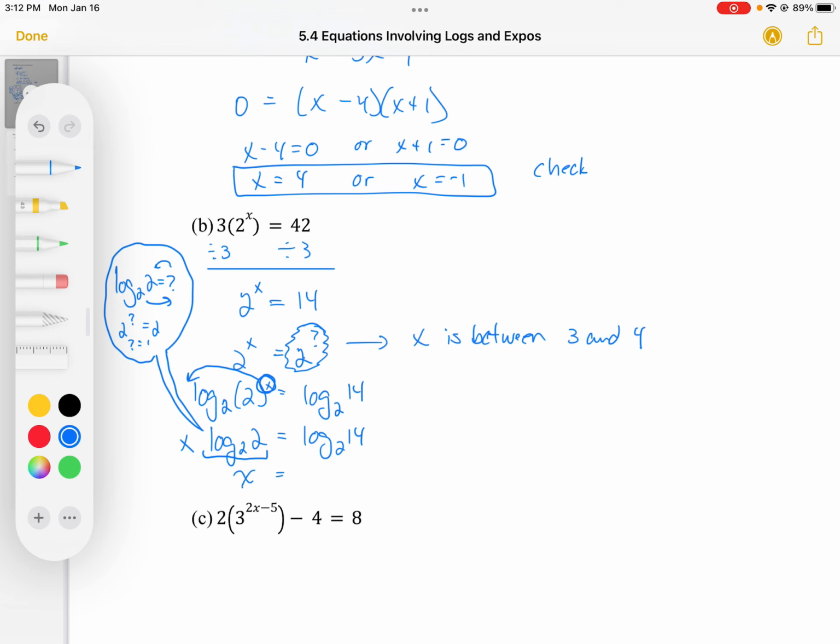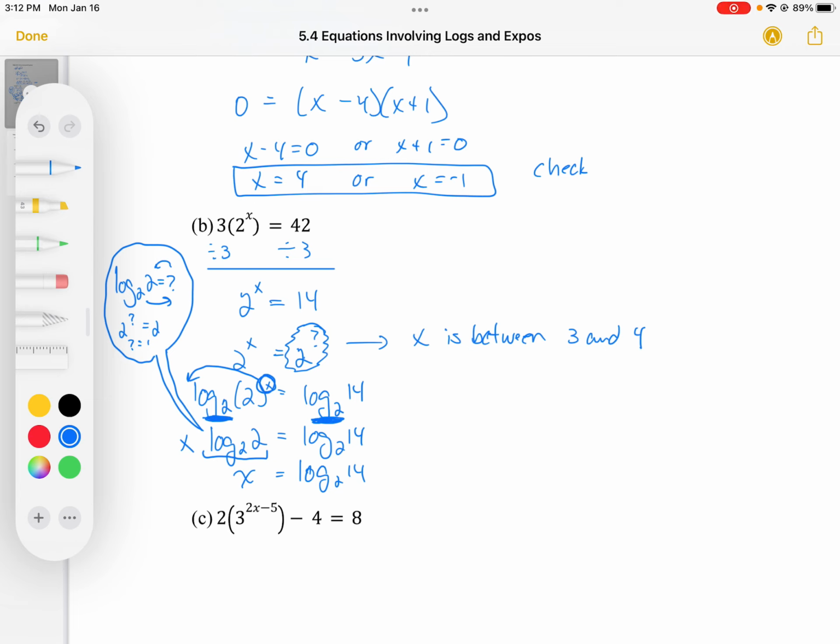That is the reason why I took the log base 2 of both sides of the equation, because I knew on the left side that was going to happen. And I would just be left with my exponent of x on the left side. So now I have log base 2 of 14 as being equal to x.